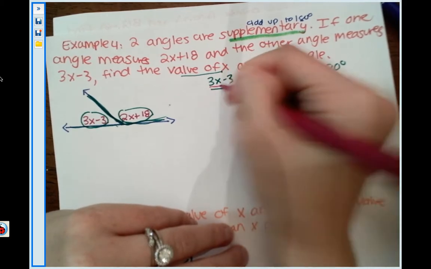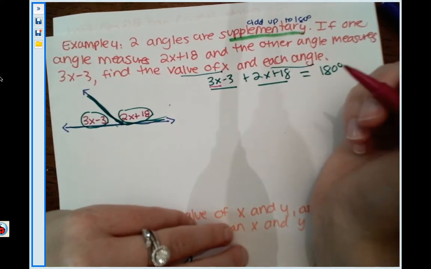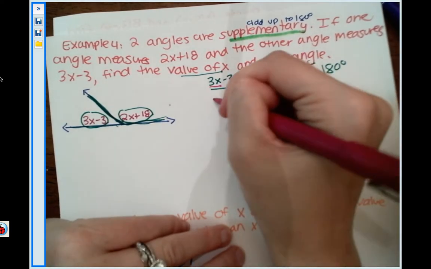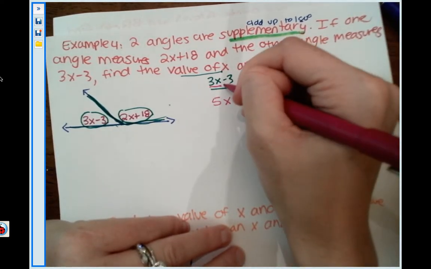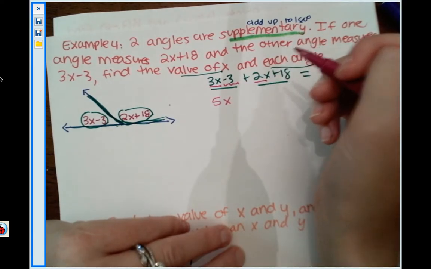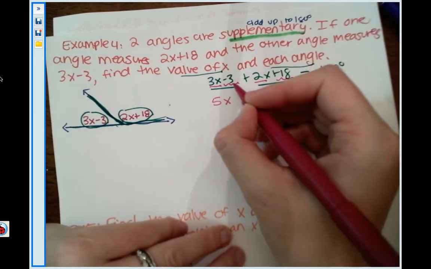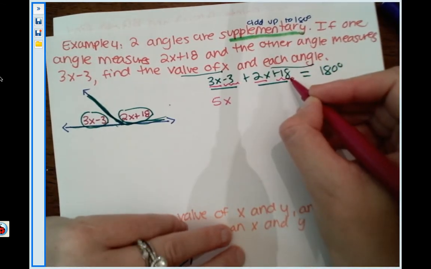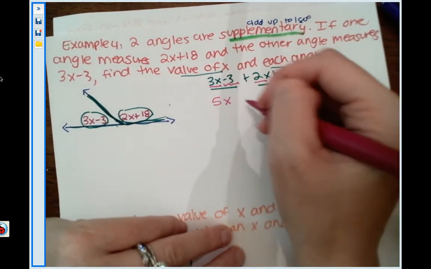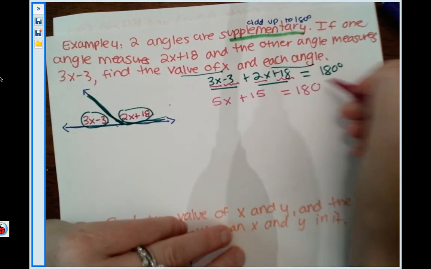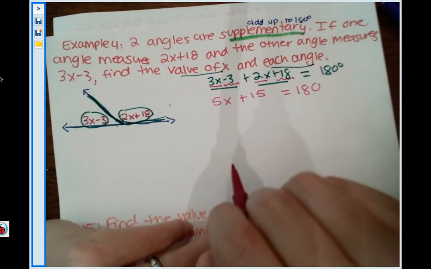Alright, well, I have an x here. What's something else that has an x in it? This right here. So my 3x plus my 2x is a 5x. And then my other like term, my negative 3, I can combine to the other thing without an x, which is 18. Negative 3 plus 18, which is the same thing as 18 minus 3, will give me a 15. And those should add up to be 180. Alright, so let's keep solving.